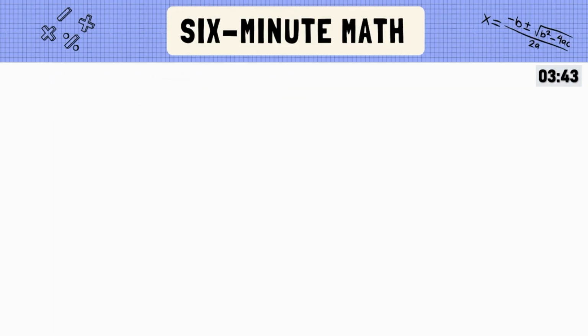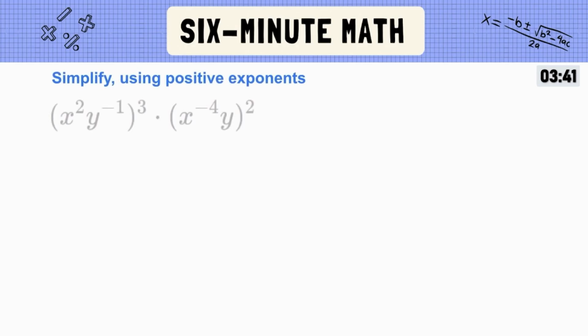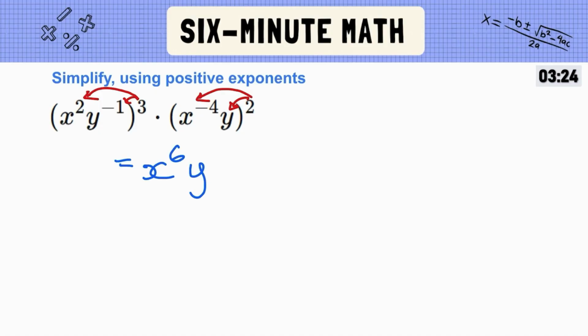Let's look at another example. We're going to simplify again using positive exponents. In this case, I'm going to do power of a power first again and multiply both of these exponents into the brackets. This will give me x to the 6th, y to the negative 3. And I'm going to multiply that by x to the negative 8, y squared.